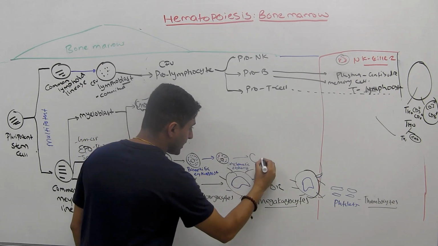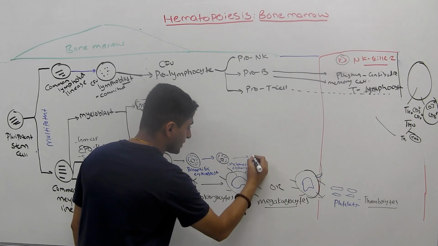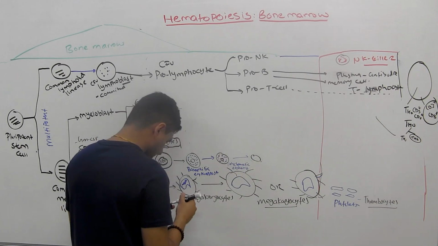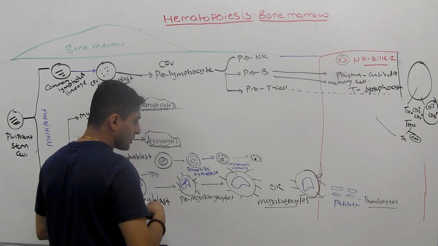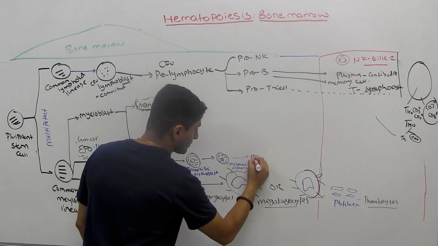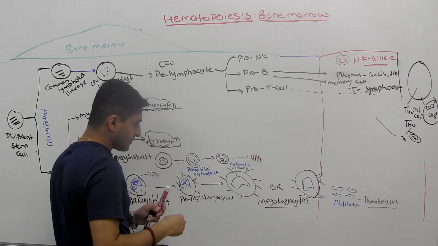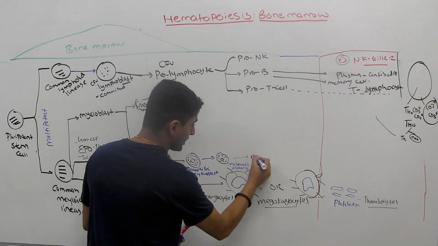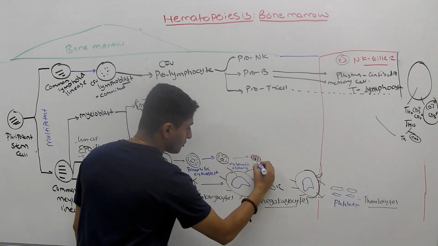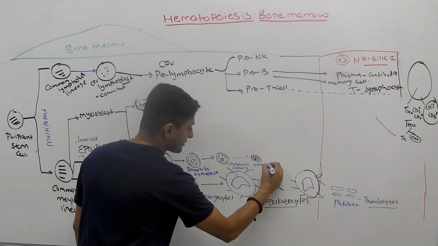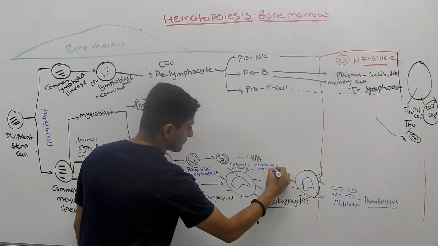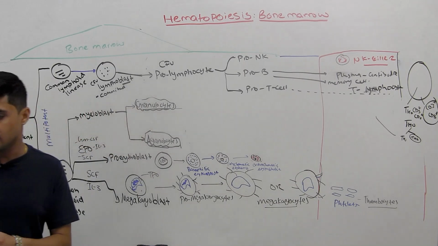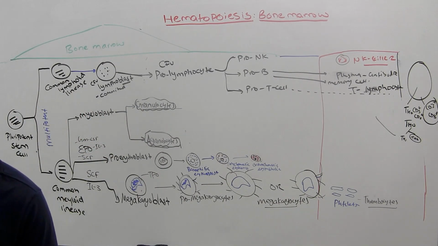And then as this goes on, what's going to be the next one? This is going to be smaller than this guy. Maybe the nucleus has become very, very dense, and this is where you're going to see lots of red, because of the iron, right? And maybe a little bit of bluish here too. Now this is called an orthochromatic erythroblast, okay? So the orthochromatic erythroblast, they also call this a normoblast.